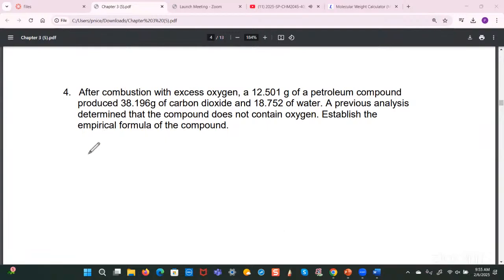So the way I go about doing this is that I will start off with the 38.196 grams of the carbon dioxide.